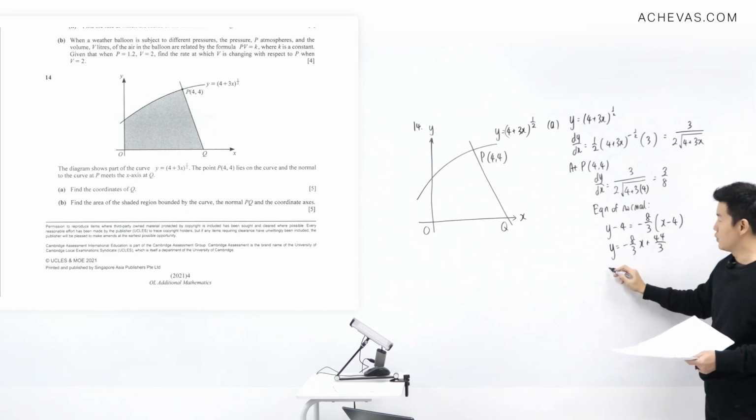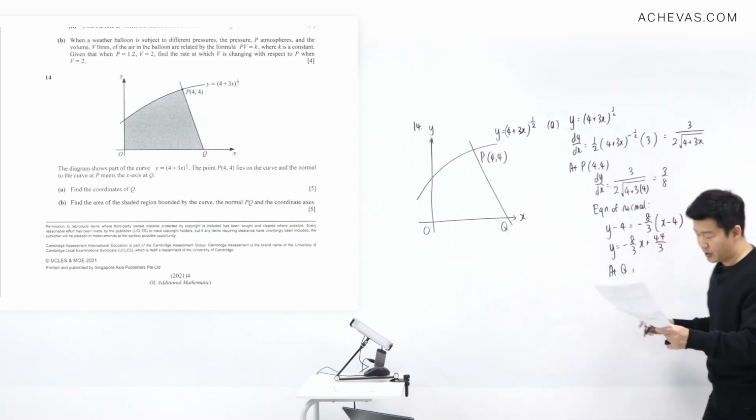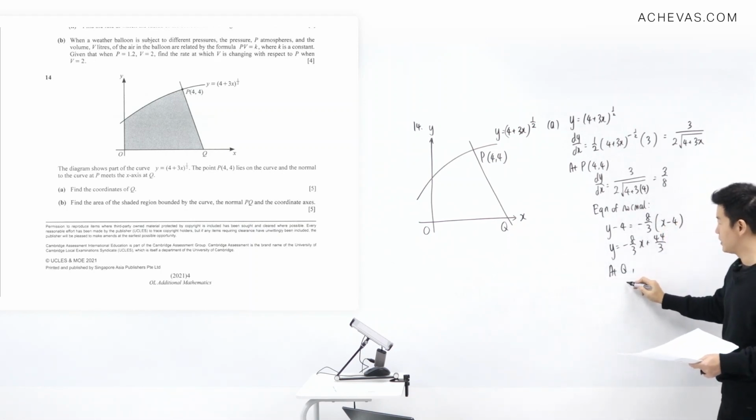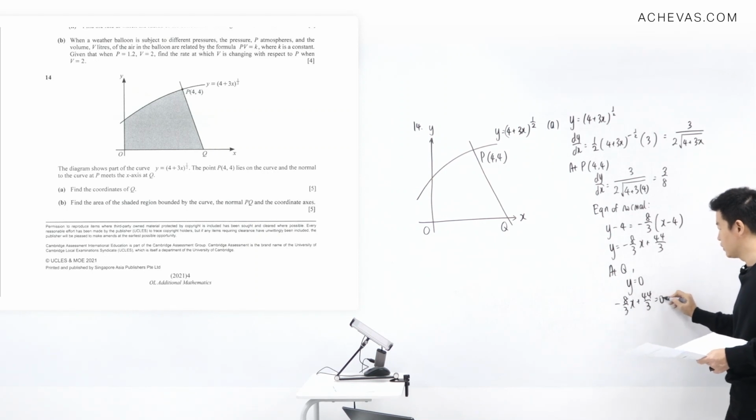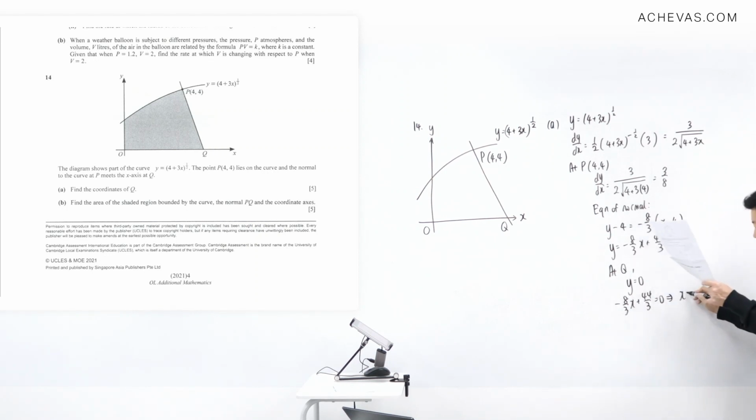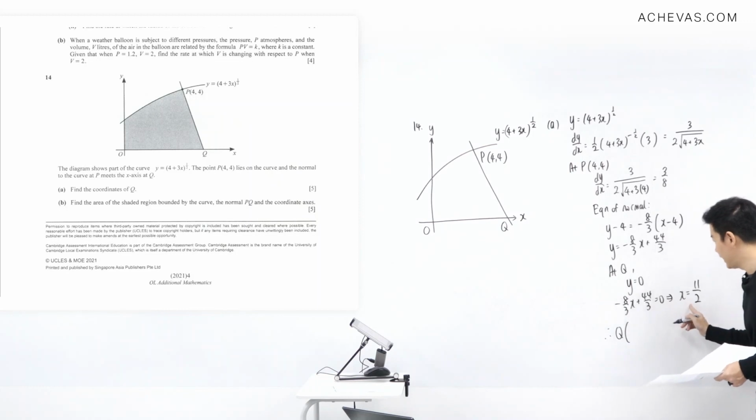And at point Q, that is when the y coordinate is equal to 0. So at point Q, I'm going to let y be equal to 0, which means that minus 8 over 3 x plus 44 over 3 is equal to 0. This tells me that x is going to be equal to 11 over 2. Therefore, we know the coordinates of Q. The x coordinate is 11 over 2. The y coordinate is 0.